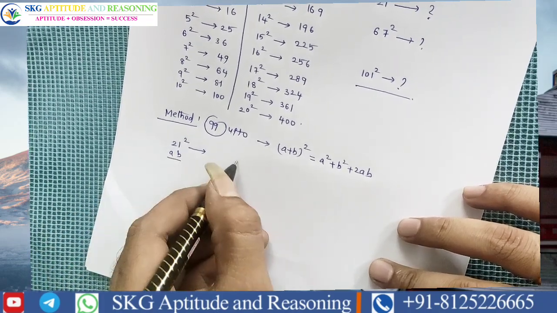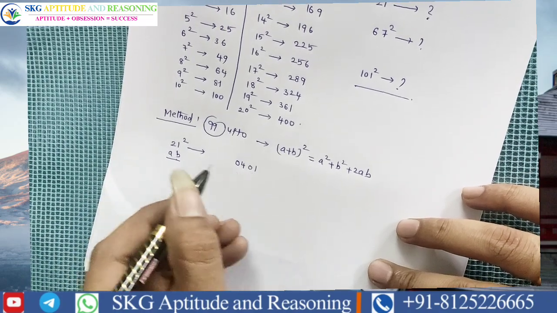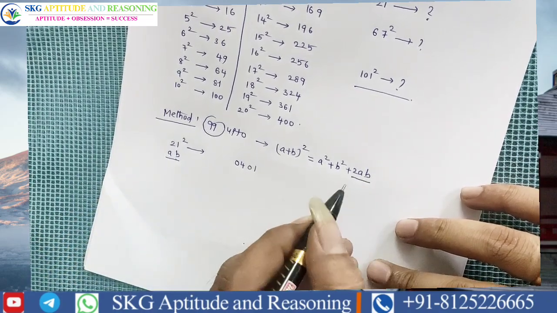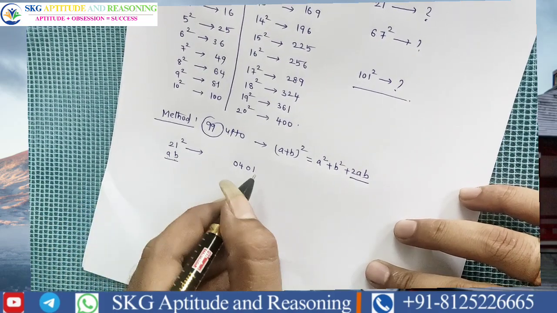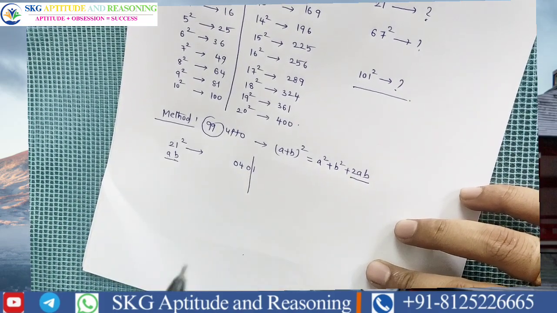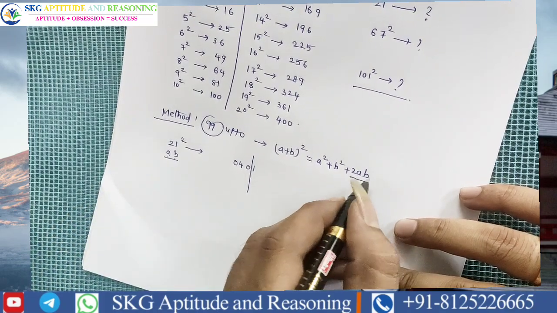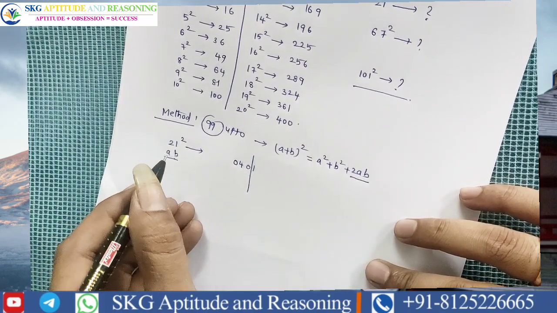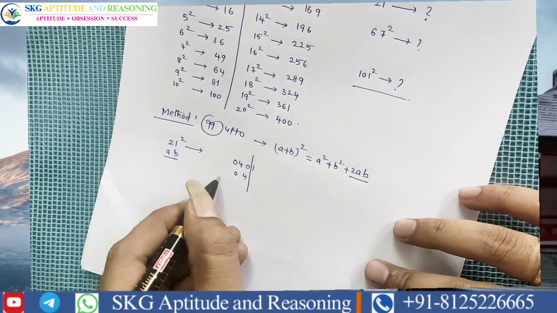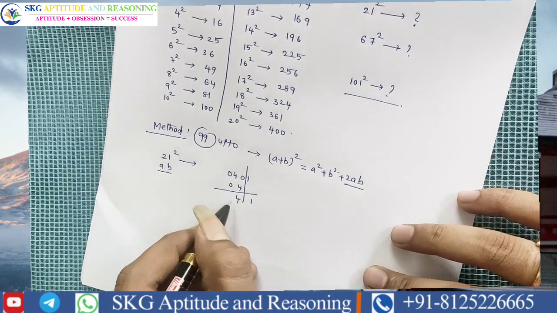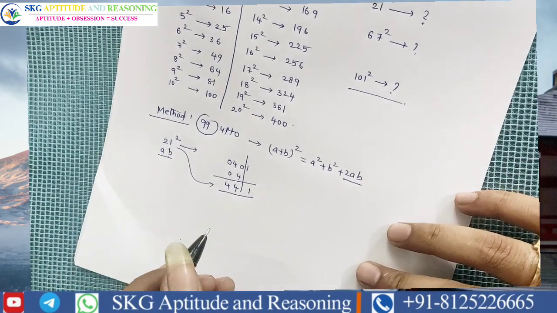what is a square? I need to write it as 04. And what is b square? 01. And I need to take this 2ab value. 2 into 1 into 2. After leaving the units place, write down the product here, that is 2ab. So that is 04. So 4, 4 and 1. So the 21 square value will be equal to 441.